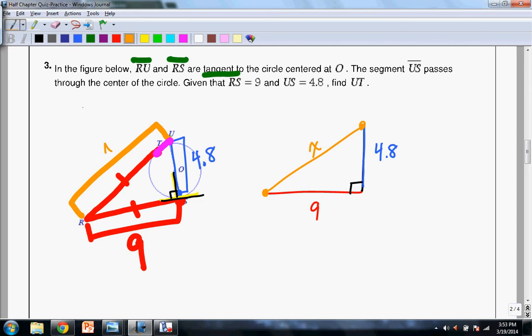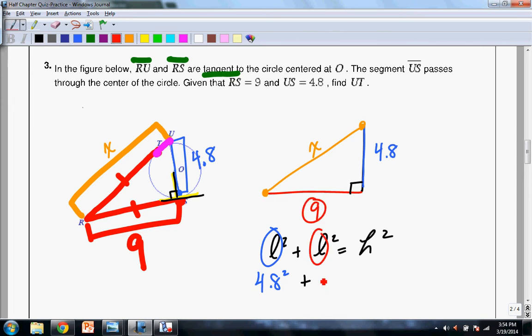But we can find it quite easily. Let's call it X. So we're going to do leg squared plus leg squared equals hypo squared. So leg is 4.8 squared plus the other leg, which is 9 squared, equals our hypo, which is going to be X squared. You're going to solve for X. And once you find X, X is this orange piece.